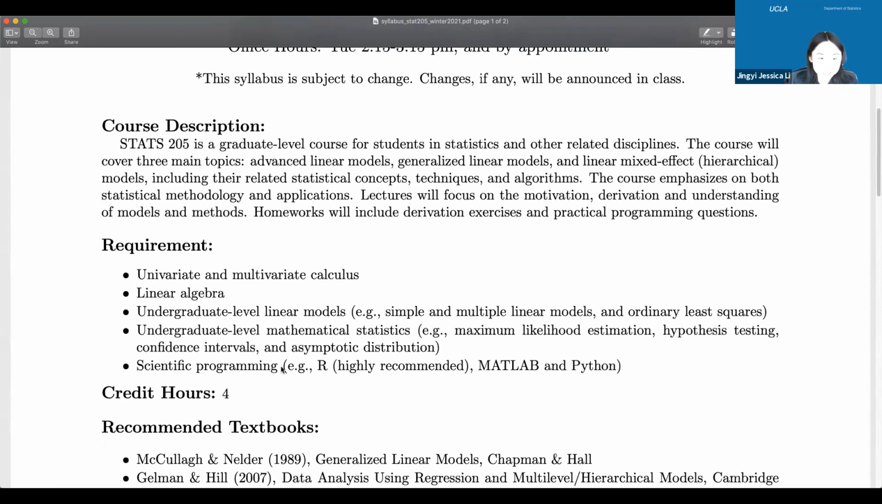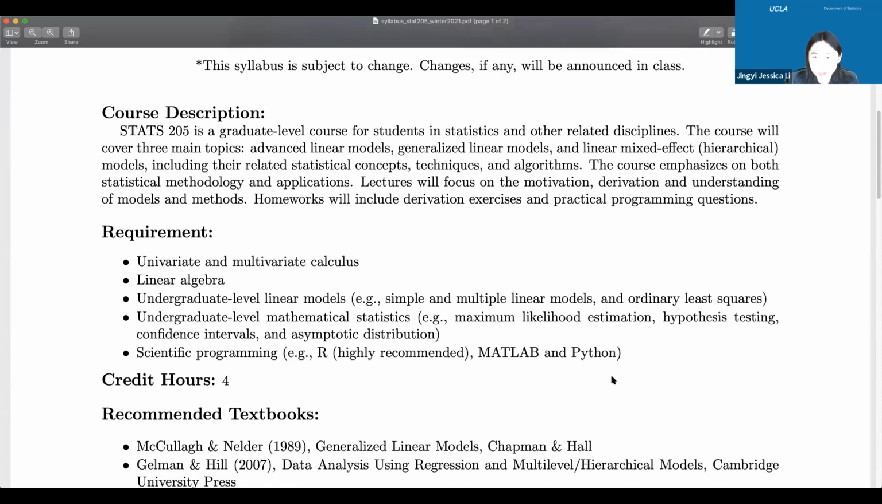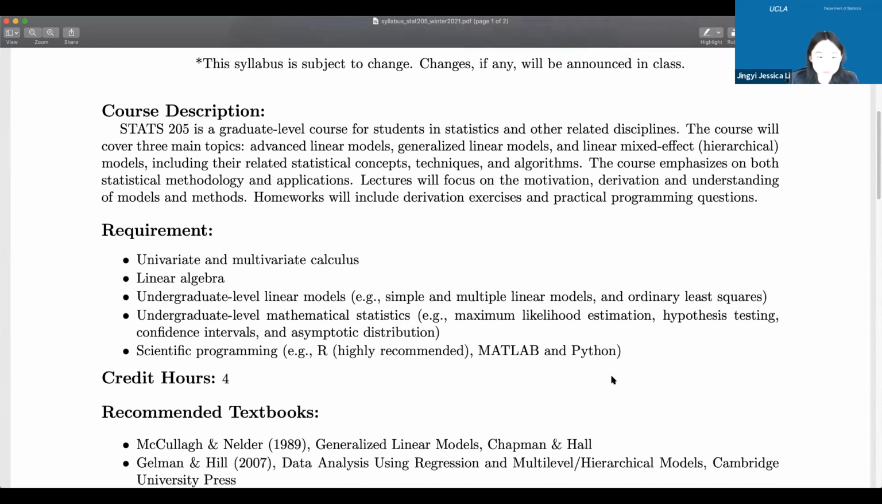Okay, and scientific programming. We recommend that you use R because a lot of packages are in R, but if you're familiar with MATLAB or Python, that's also okay. At least you can show your code and submit your code with your homework.